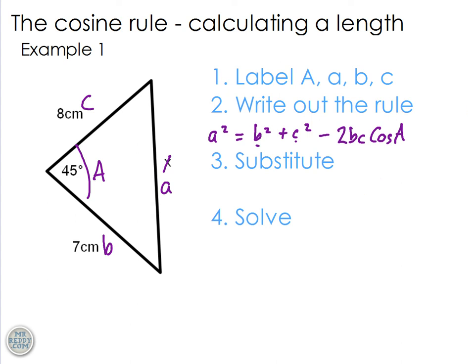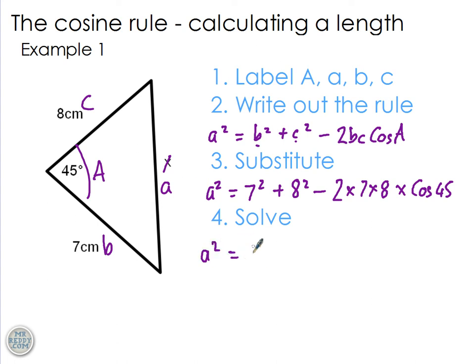Third step, substitute. So that just means replace the letters, replace the variables with the parts that you have numbers for. So A is the side that we're trying to find. We don't have that, so we'll keep that as A squared. B squared is this one here, so that's 7 squared plus 8 squared, take away 2 times 7 times 8 times the cosine of 45.